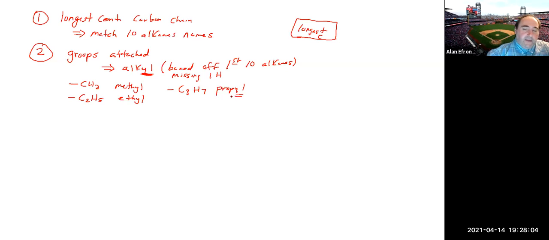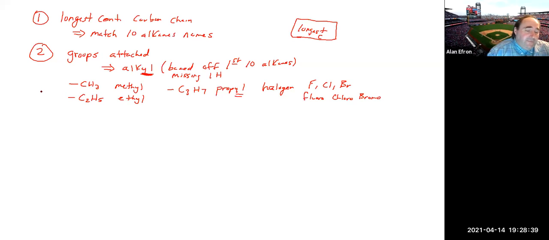Now, there are also some other groups that are attached very commonly, like the halogens. That's your fluorine, chlorine, and bromine. These are named fluoro, chloro, and bromo. That is how we name halogens when we have them attached here. So fluoro, bromo, chloro, iodo for iodine. It becomes something like that.